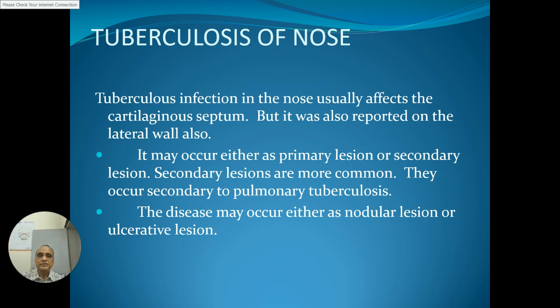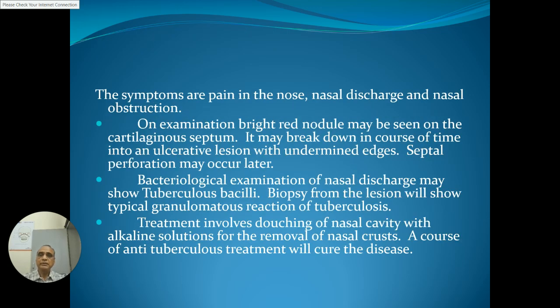Tuberculosis infection in the nose usually affects the cartilaginous septum, but the lateral wall has also been reported to be involved. It may occur either as a primary lesion or as a secondary lesion, secondary to a pulmonary primary focus, that is, pulmonary tuberculosis. The disease may occur either as a nodular lesion or an ulcerative lesion. The symptoms are pain in the nose, nasal discharge, and also nasal obstruction. On examination, a bright red nodule may be seen on the cartilaginous septum.